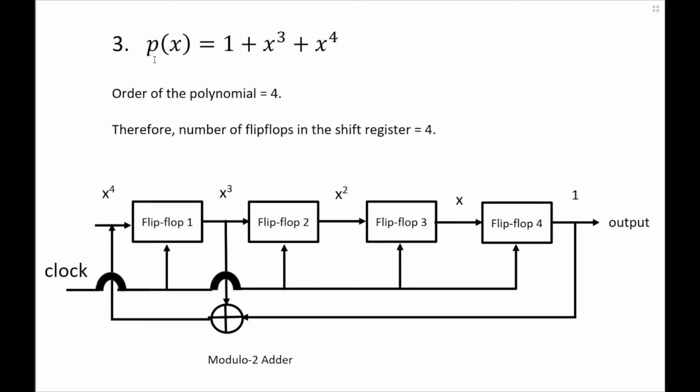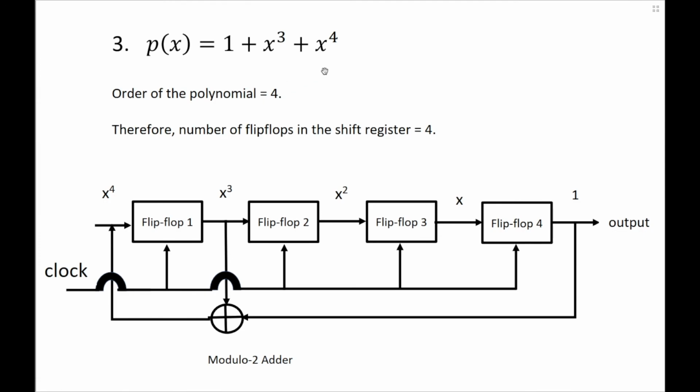The last example I will be discussing here will be for the polynomial p of x equals 1 plus x cube plus x power 4. The order of this polynomial is 4, therefore the number of flip-flops in the shift register will also be equal to 4. I start the diagram once again by writing the flip-flops and naming them as flip-flop 1, 2, 3 and 4 respectively. Then I start the labeling, the output is labeled 1, then I move left by increasing the power of x. So this will be x, x square, x cube and finally x power 4.